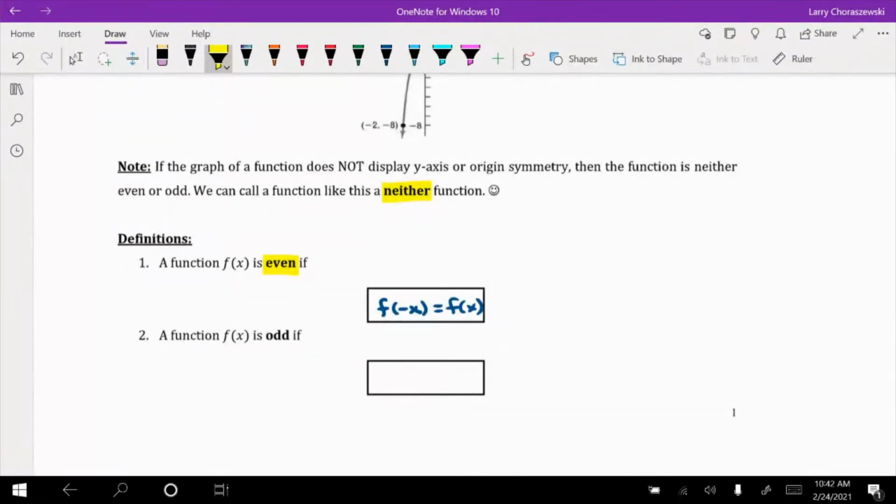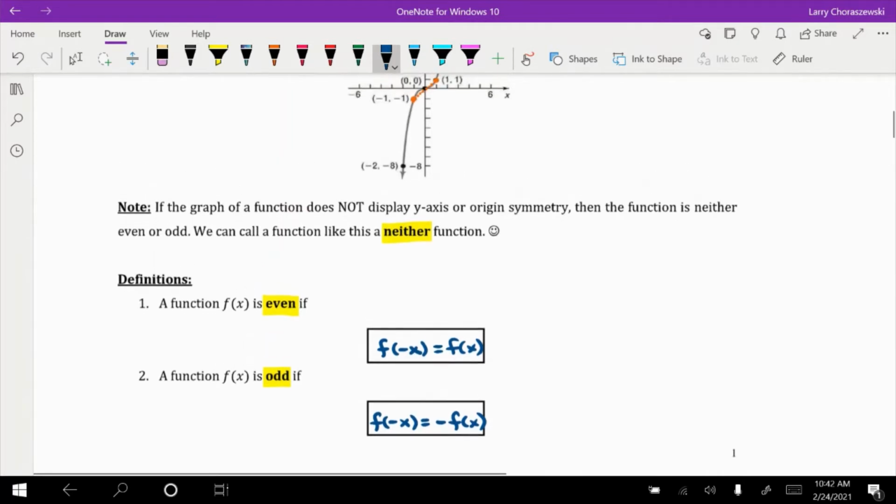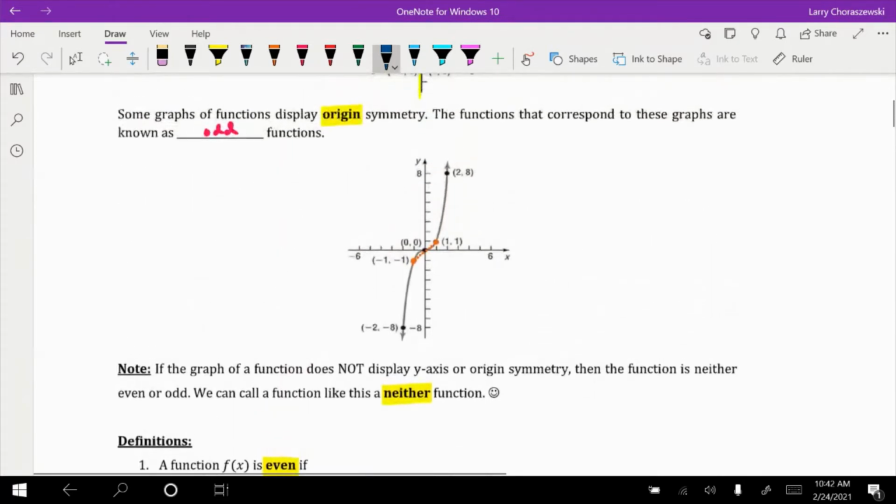Now for an odd function, it works like this. f of negative x is equal to the opposite of f of x. And to see how that works, let's look at our corresponding points with the odd function graph.